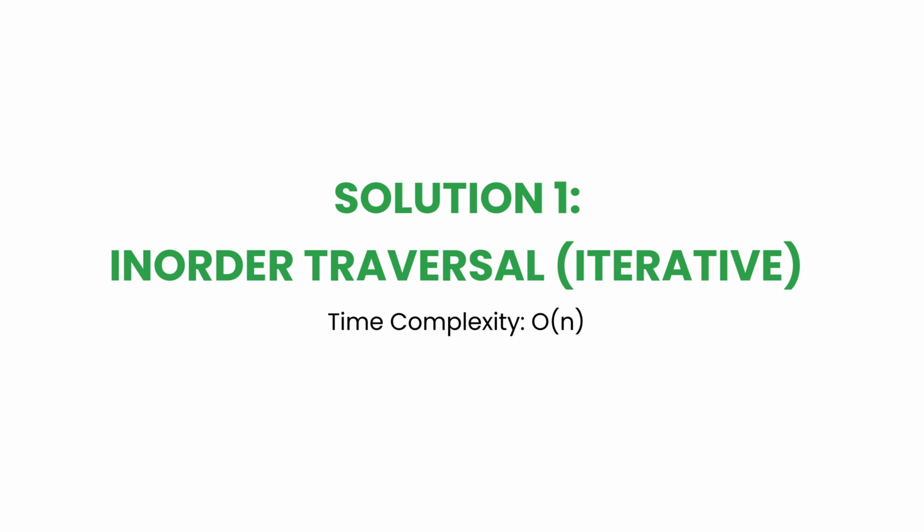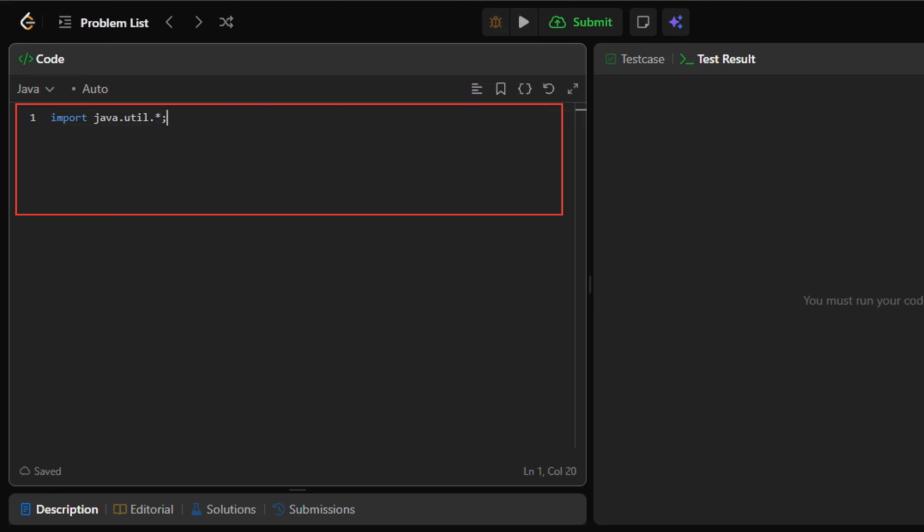Now let's implement the inorder traversal approach, ensuring the values appear in strictly increasing order to confirm the tree is a valid BST. Method start: we create a stack to manually simulate recursion. This will help us perform an inorder traversal without using the call stack. We store the value of the previously visited node. In a valid BST, inorder traversal should give a strictly increasing sequence, so this prev value helps us detect any violations.